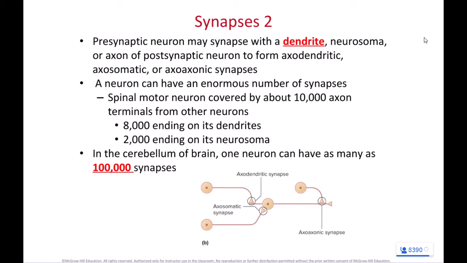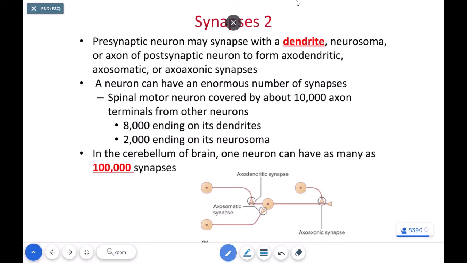And because these connections physically aren't that large, we can pack a ton of connections onto a single neuron. So when we think of the neurons within the spinal cord, we can have up to 10,000 axon terminals interfacing with a single neuron. In other words, we can have 10,000 synapses per neuron in our spinal cord. And then within our brain, where we have lots of processing, it's not uncommon to have 100,000 synapses per neuron.